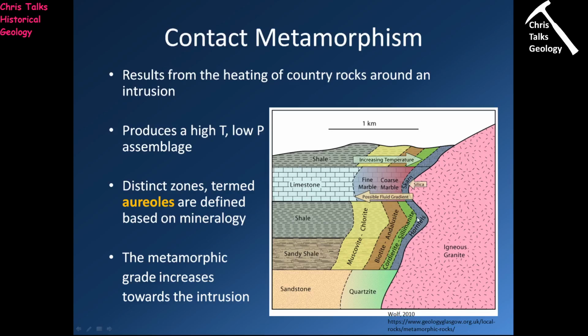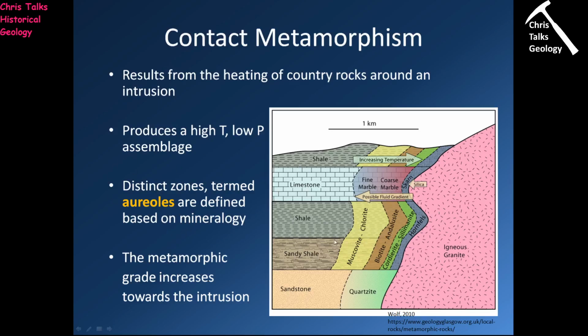appearing. Now, the great thing is because we see this change in the mineralogy as we move away from the intrusion, it means we can use the minerals to define certain bands. Okay, so these bands are referred to as aureoles, and in this diagram you can see them right here.